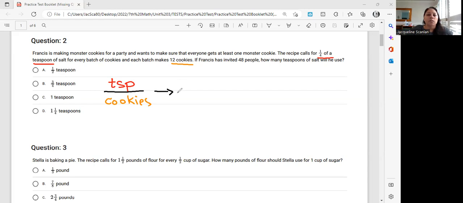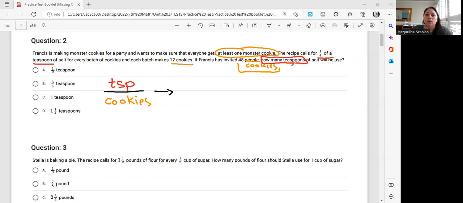I'm going to continue reading this problem. It says, if Francis has invited 48 people, how many teaspoons of salt will he use? So the 48 people are going to get at least one monster cookie each. Therefore, the 48 people are going to get 48 cookies. So instead of people, I could really call this cookies and underline that part in orange. All right. And what I'm trying to figure out is the number of teaspoons. It asks me how many teaspoons.